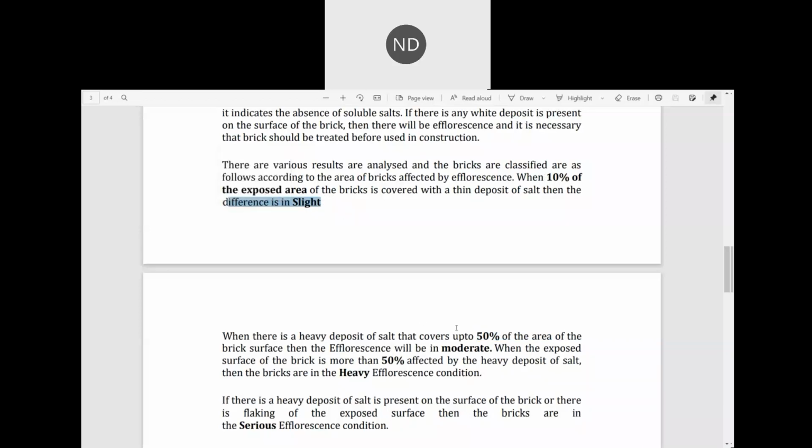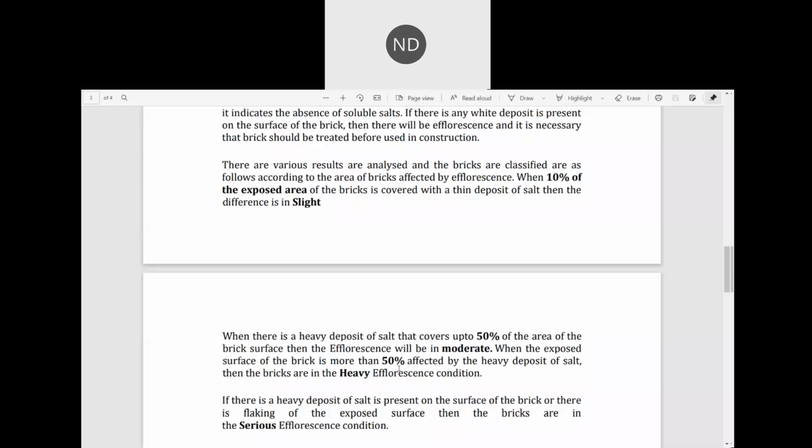But if the salt deposits, the gray or the white, cover about 50% of the brick surface, then the efflorescence is considered to be moderate. When the exposed surface of the brick is more than 50% affected by the heavy deposit of salt, then the bricks are in the heavy efflorescence condition. Okay. So if a heavy deposit of salt is present on the surface of the brick, or there is flaking of the exposed surface, then the bricks are in serious efflorescence condition.